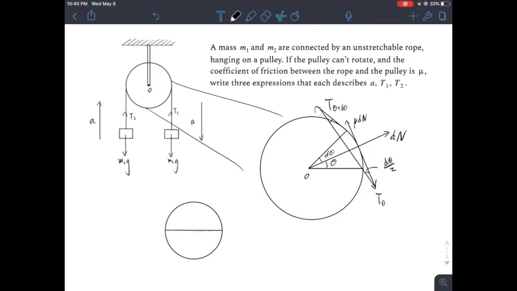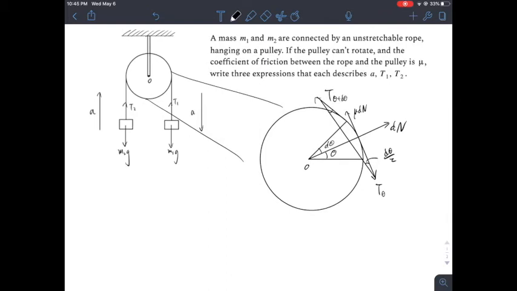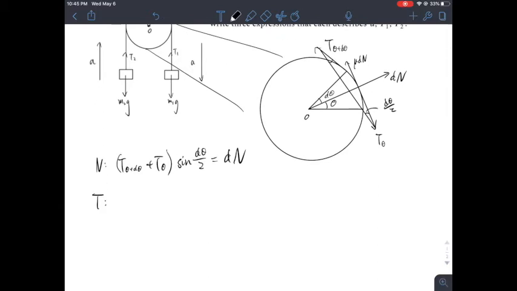If d theta is 180 degrees and we have two forces pointing in this direction, these have to be 90 degrees, and 90 degrees is just half of 180 degrees. Here it's the same reason. We open a little angle and stretch two tangent forces out, and the angle in between should be d theta over 2. Then we can balance the forces. In the normal direction, we can write T theta plus d theta plus T theta, times the sine of d theta by 2, equals dN, the normal force.